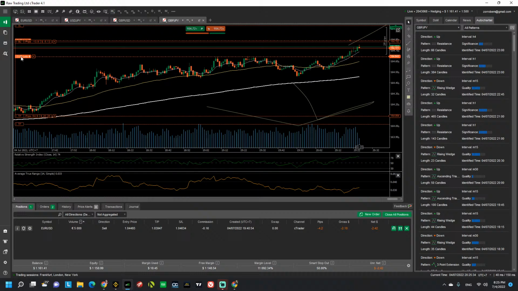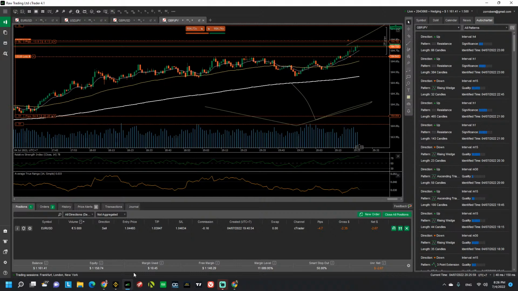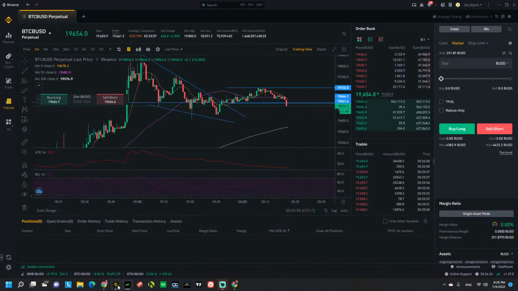Now I have three, so these are two trades I took so far. One is still ongoing. The other one is already stopped out. I will take three trades today. If all of them don't work out, then I stop.